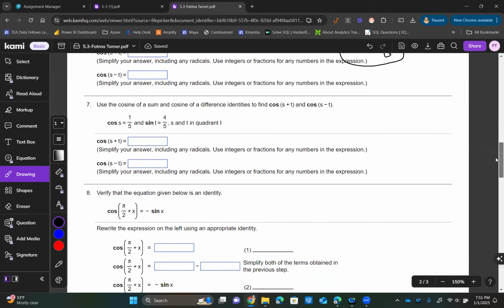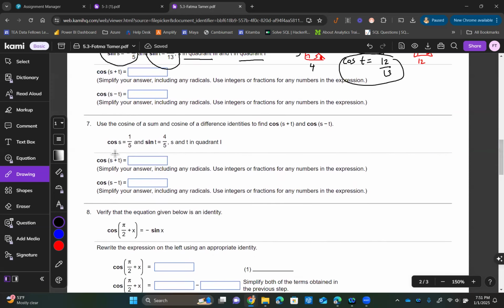Number 7 is pretty much the same. Using the triangles, you're going to find the sine of angle S. Just pay attention that this time you're lucky because both of the angles are in quadrant 1. In quadrant 1, everything is positive. And then you're going to draw a right triangle for T. Its sine value is given, so you can find its cosine value. If you find the formulas for both of these two problems, you can plug in the values and you can find the answer.